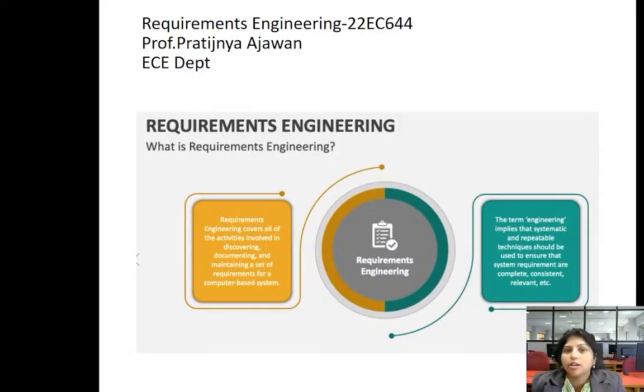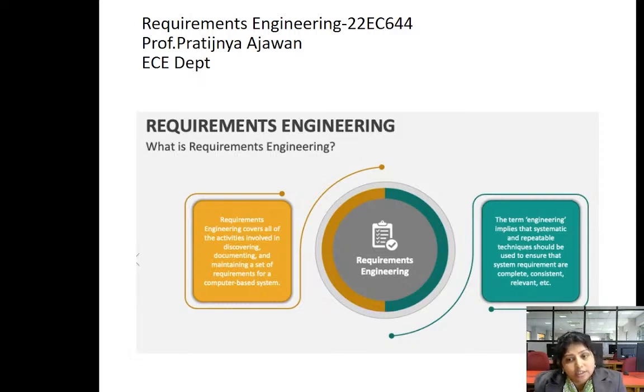Hello everyone, I'm Professor Pratigna Ajwan from ANC department, and I'm here to introduce to you an open elective, requirements engineering, with the subject course code 22EC644. Requirements engineering is an amazing subject which includes the concept of gathering the requirements, analyzing the requirements, and documenting them in order to come up with a product which is usable by the client or the end user.